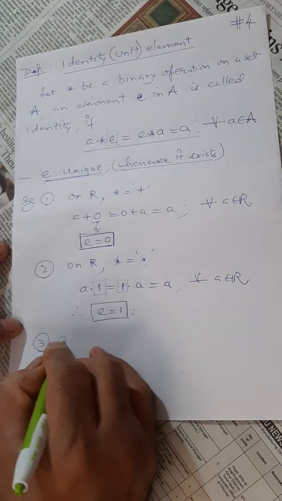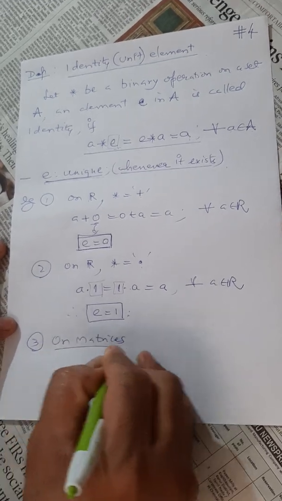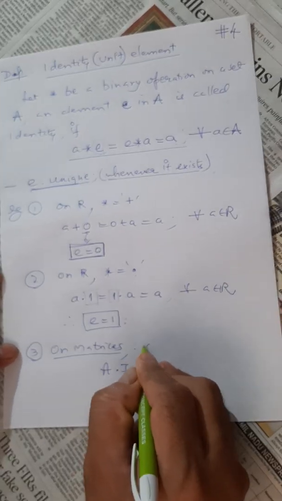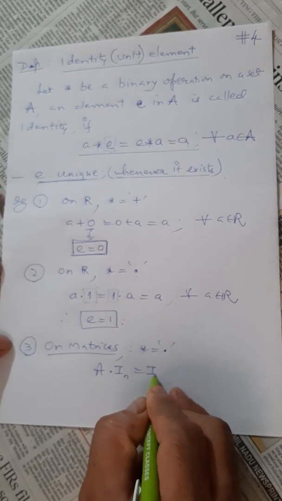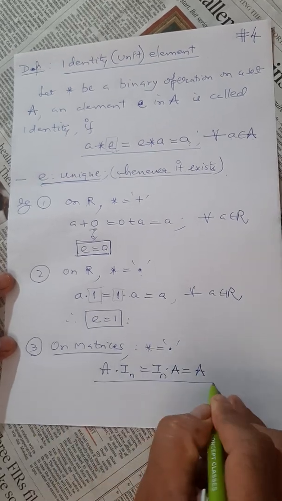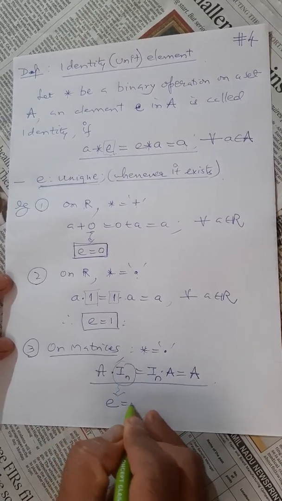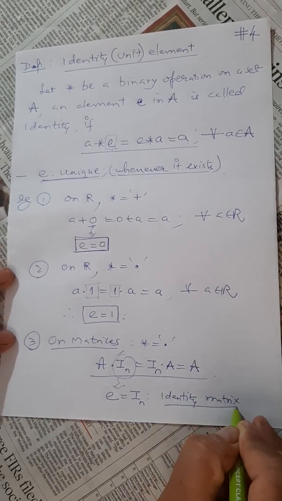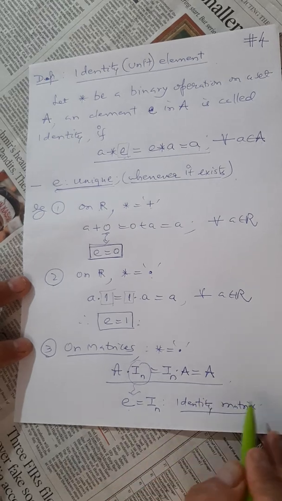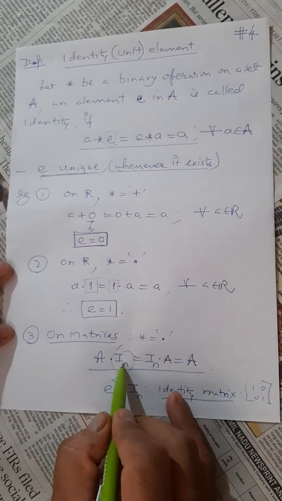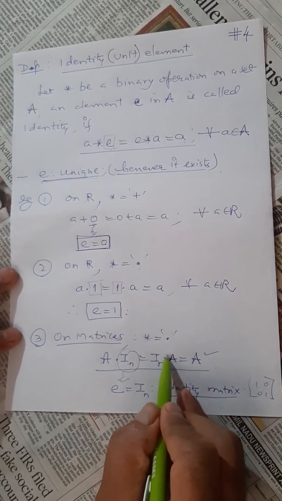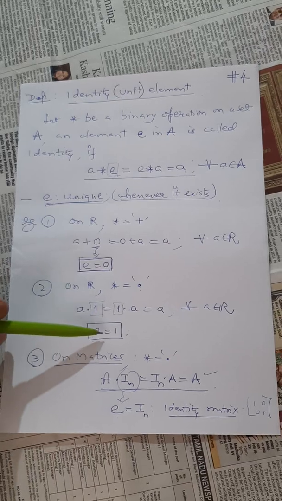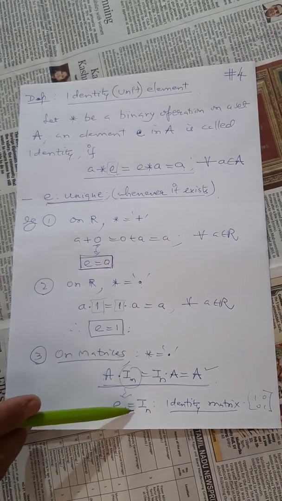Even on matrices, A into In equals In into A equals A, if you remember this. Here asterisk is multiplication, and e is the identity matrix In. If it is I2, it is 1 0 0 1, if you recall. Identity matrix into any matrix gives you that matrix always. Even order is not important. So for addition, identity is 0. For multiplication, identity is 1. On matrices, identity is the identity matrix.